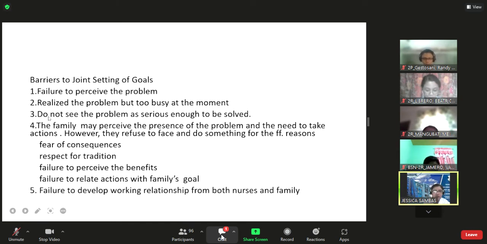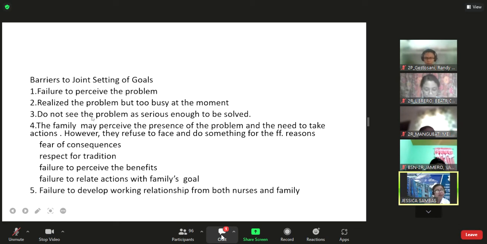Well, this one, sometimes daw you'll have failure in setting goals, no? When you set it together with your family. Okay, there are some barriers that you need somehow to explain, no, sa ating family because they failed to perceive the problem. For them, it's not a problem. It's you who only see it as a problem. Realize the problem but too busy at the moment. So, do not see the problem as serious enough to be solved.